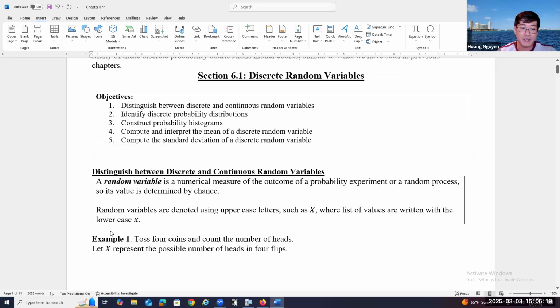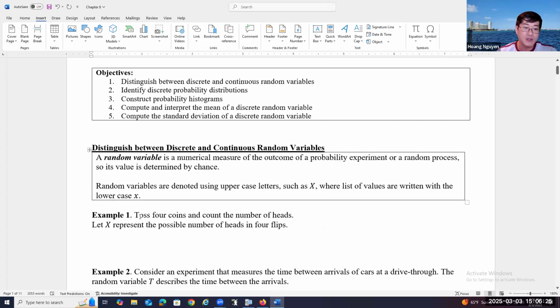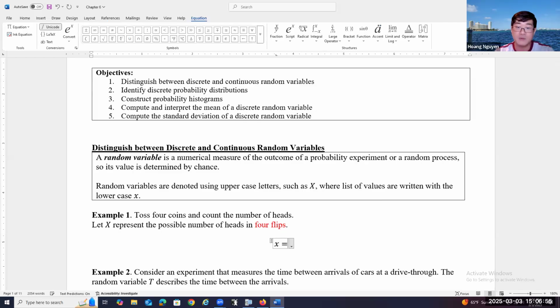Let's take a look at example number 1 to give you a better idea of what a random variable means. You're going to toss a coin 4 times and keep track of the number of heads. Let's represent the possible numbers of heads in the 4 flips. We use the lowercase x to list the possible values of this random variable X, which is the number of heads in the 4 flips.